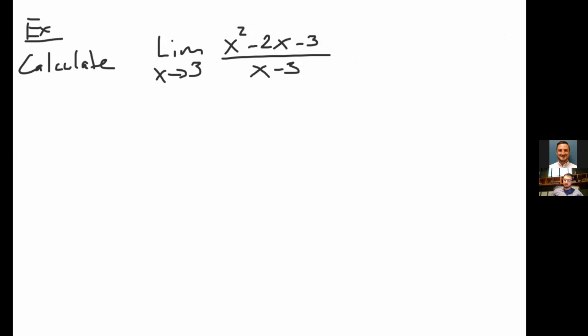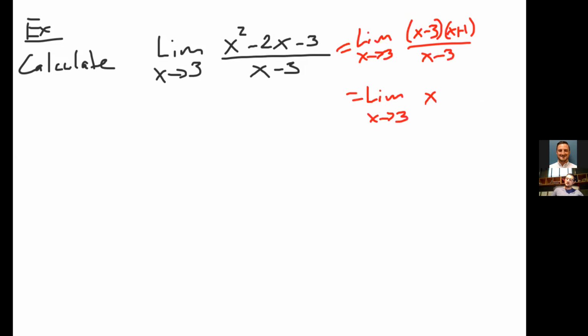You could see that this limit, I could factor this into the limit as x approaches 3 of x minus 3 times x plus 1 over x minus 3. Those x minus 3's would cancel each other out, leaving me with the limit as x approaches 3 of x plus 1. And then if I plug in 3 there, I see that it is 4.